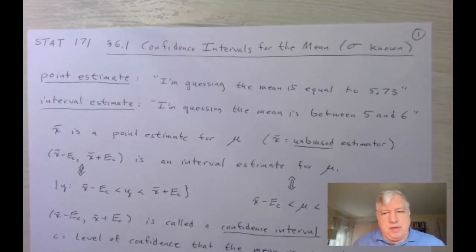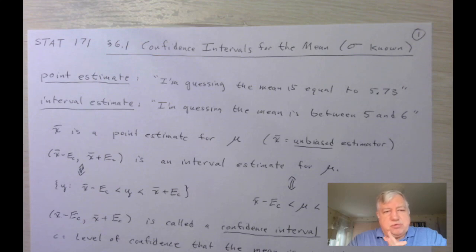So first we'll talk about confidence intervals for the mean. Let me just tell you, there are two estimates going on here. One is when we take a sample mean and use that to estimate the population mean. That's an example of a point estimate, where you say something like, I'm guessing that the mean is equal to 5.73, some very specific number. Then there's an interval estimate, where you say, I'm guessing the mean is between 5 and 6, or some range. We're going to be using both point estimates and interval estimates.